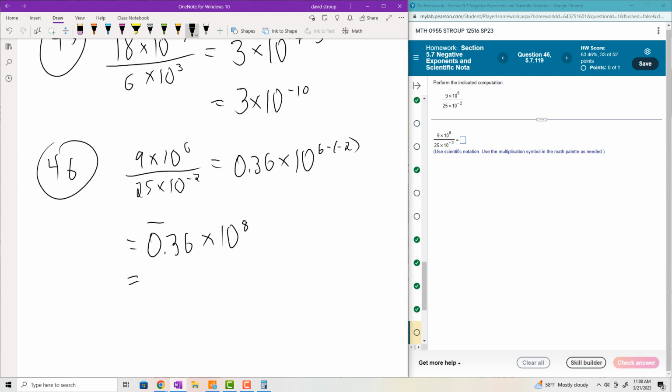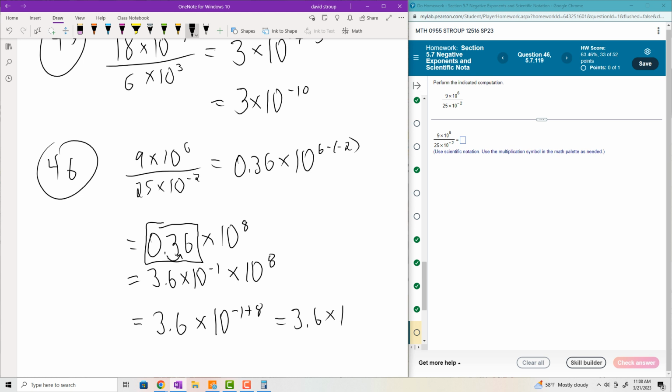So what you do is just kind of work with this portion. Okay, you're going to move the decimal over one place. So that would be 3.6 times 10 to the negative 1. And then you bring down the times 10 to the 8th. And then you combine the two powers of 10. So this would be 3.6 times 10 to the negative 1 plus 8, which will be 3.6 times 10 to the 7th.